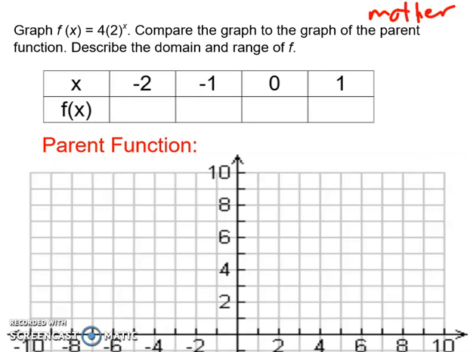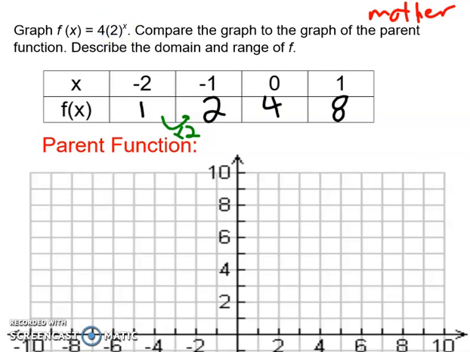So when I fill out this table, when x is -2, I get 1. When x is -1, I get 2. When x is 0, I get 4. And when x is 1, I get 8. And notice that they're increasing by 2, right? We're increasing by 2. That should make sense because our base is going to be 2.